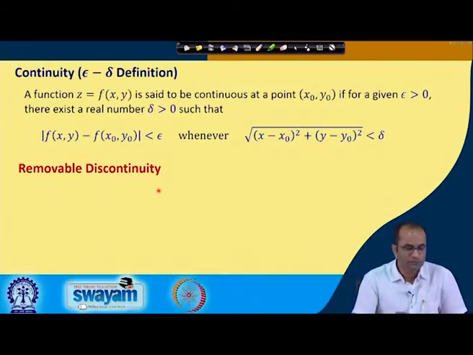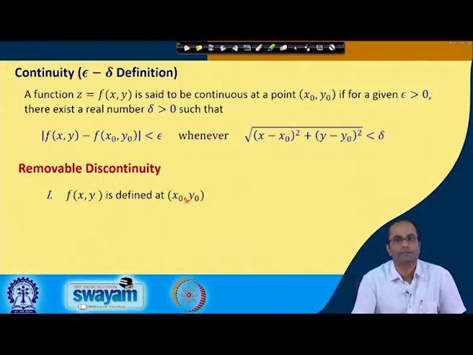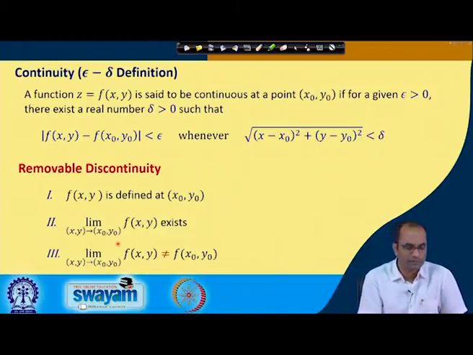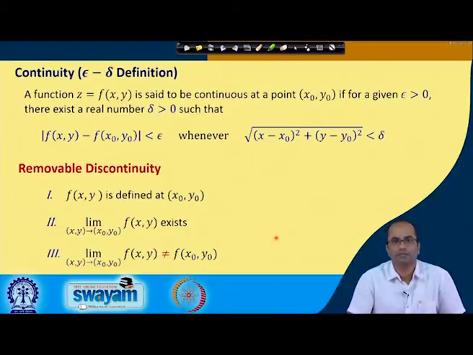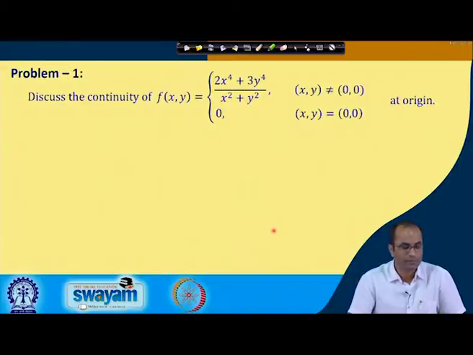So, there is another term we use, removable discontinuity. With all the conditions we have discussed before, like the function is defined at (x0, y0) and the limit of f(x, y) as (x, y) goes to (x0, y0) exists, when this limit is not equal to the function value at (x0, y0), then we call that the function has a removable discontinuity. If this is equal, then this is the definition of continuity we have just discussed.